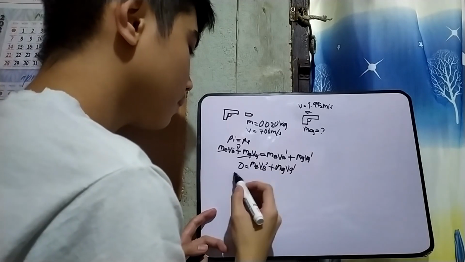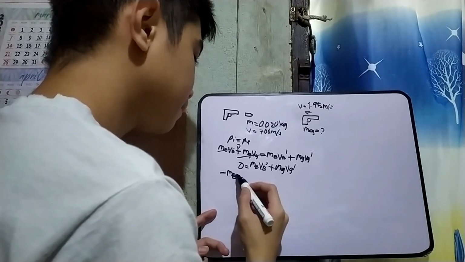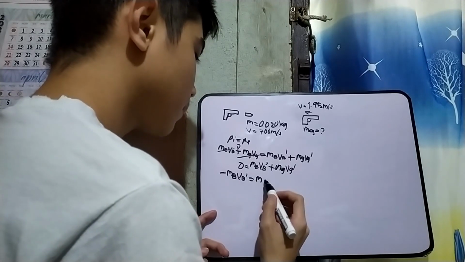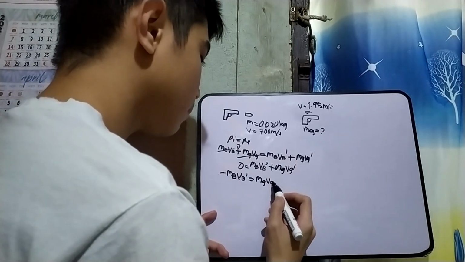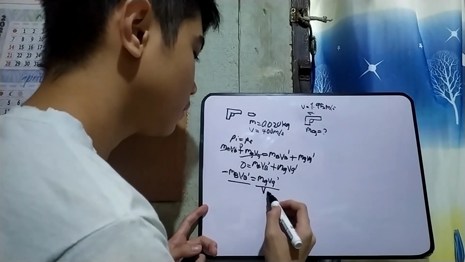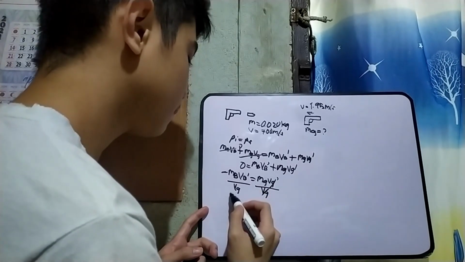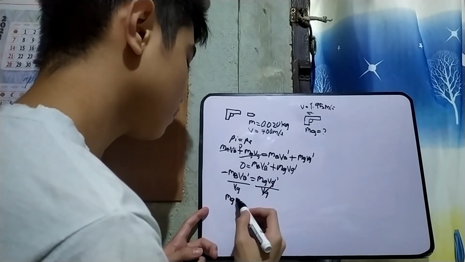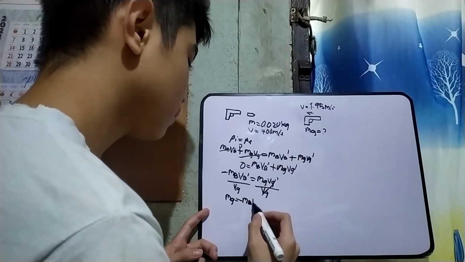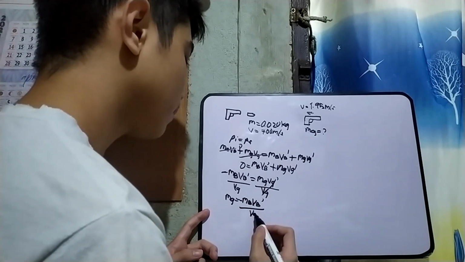So ilipat lang natin negative mass of the bullet multiply to velocity of the bullet prime is equals to mass of the gun multiply to velocity of the gun prime. Divide both side by velocity of the gun. Maka-cancel. Mass of the gun ngayon is equals to negative mass of the bullet multiply to velocity of the bullet prime over velocity of the gun prime.